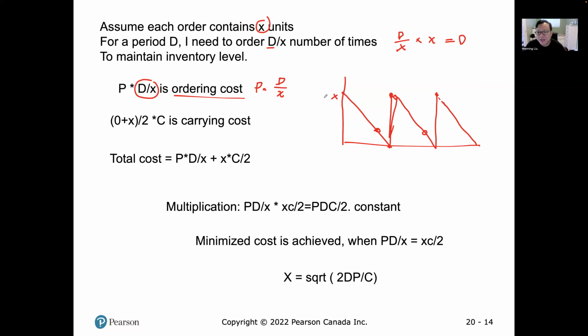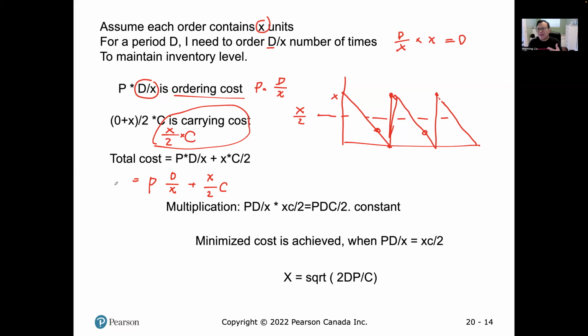So on average, my inventory level is X divided by 2. My average inventory carried is X divided by 2, and each unit costs C. So my carrying cost is X divided by 2 times C. So the total cost is P times D over X plus X over 2 times C. This is my total cost.